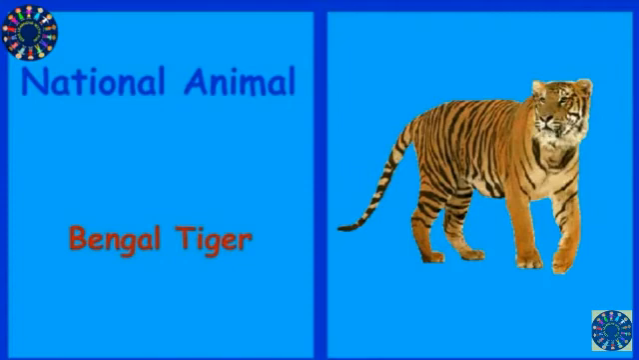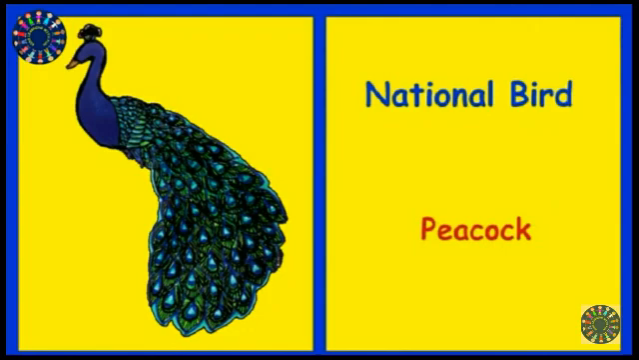Second is national animal. So, tiger is the national animal of India. Next national symbol that we are going to talk about is national bird. So, the national bird of India is peacock.